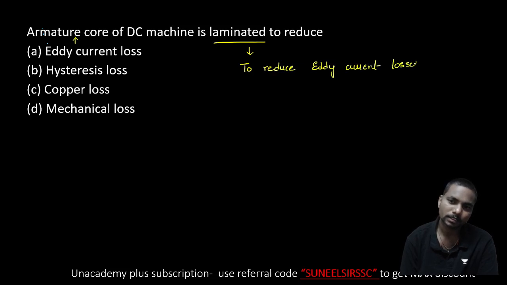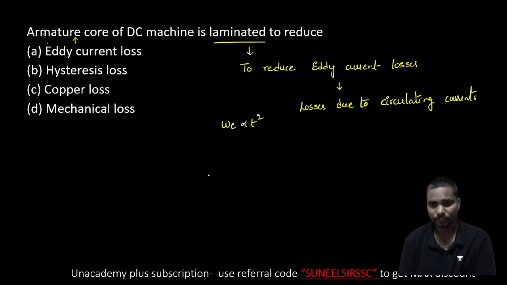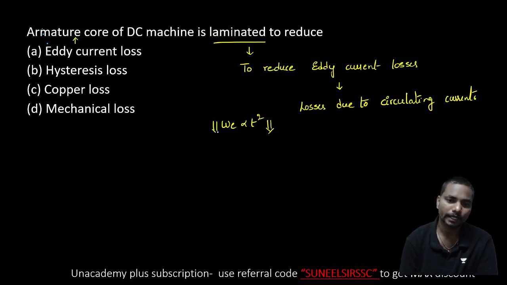What are these eddy current losses? These are nothing but the losses due to circulating currents. Eddy currents are nothing but circulating currents. These eddy currents are generally proportional to the thickness of lamination whole square. If it is a more thickness, then you will get more losses. So that's why we have to reduce the thickness, to reduce the eddy current losses.